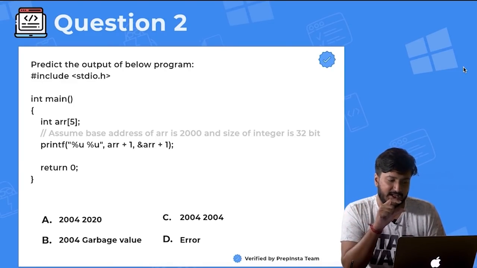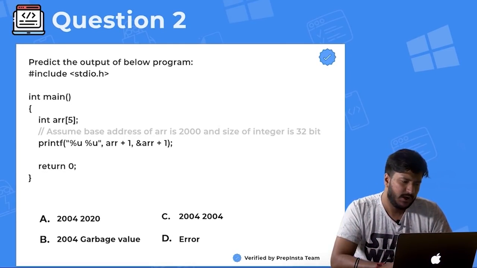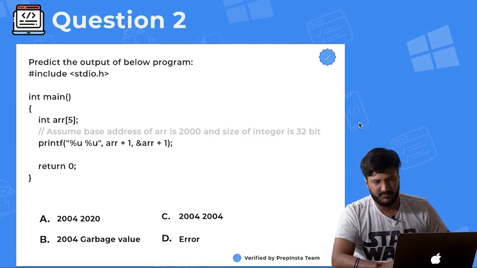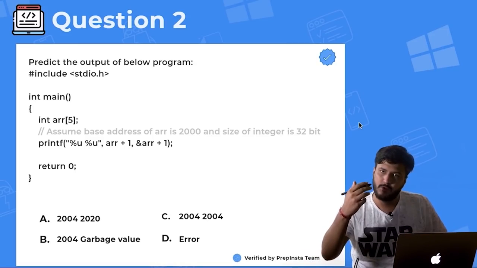In this particular case, you have to predict the output of this particular question. Okay, so guys, let's try to understand what is happening in this particular problem. Again, for me to explain this to you, I have to go into a little theory.